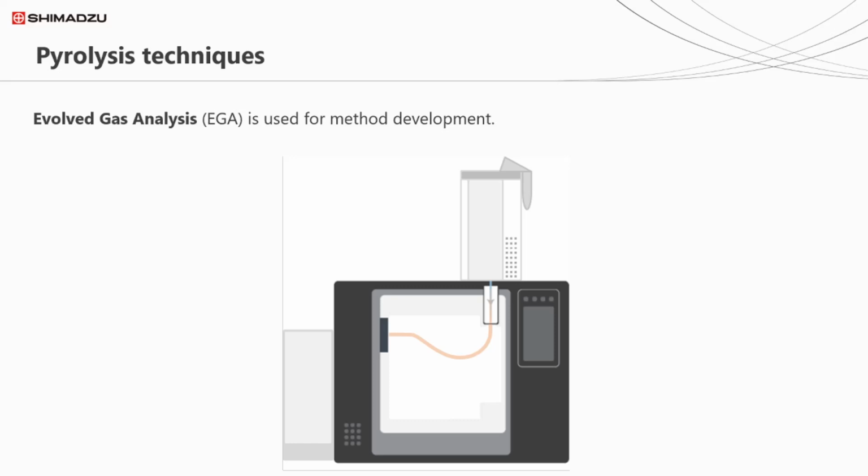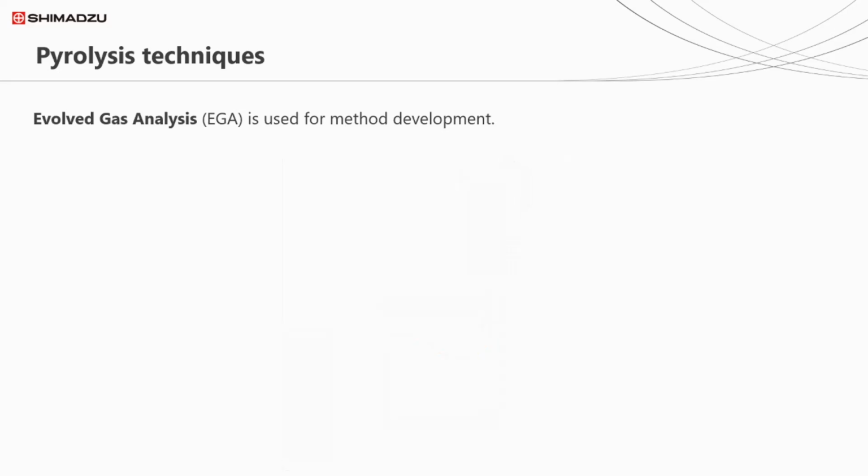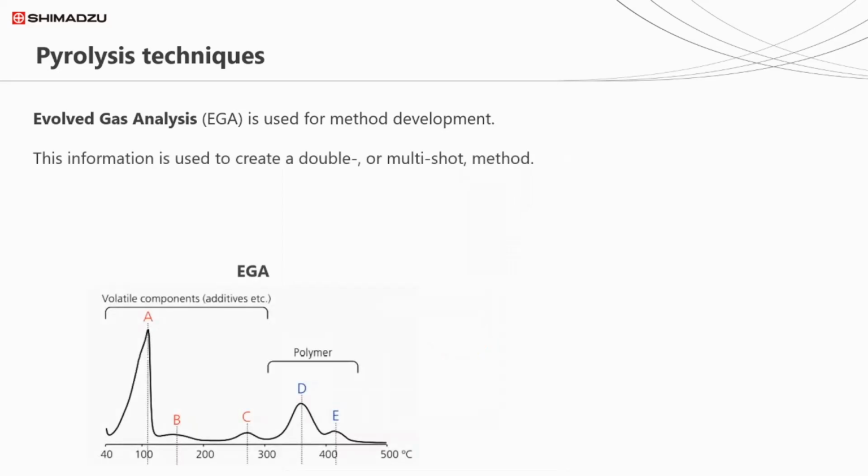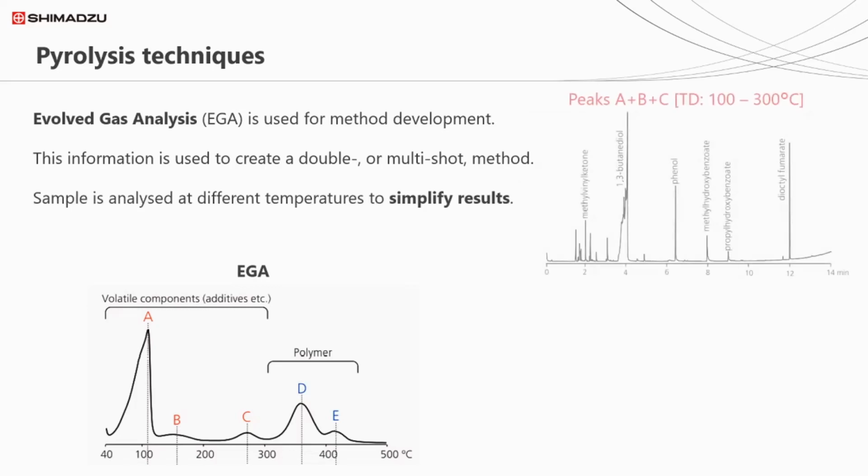The technique cannot speciate the sample, but it can be used in method development to determine which furnace temperatures to use for the pyrolysis measurements. In the example on screen, there are two main regions, one corresponding to the thermal desorption of volatile analytes from the bulk material, and a second region relating to the breakdown of the material into pyrolysates at high temperature.